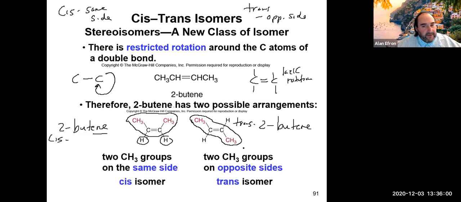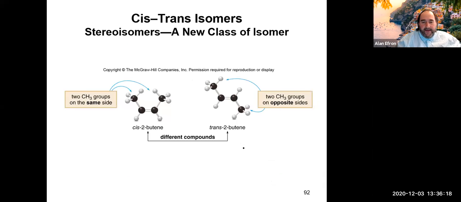So these are isomers. They are locked into place because of the lack of rotation that occurs because of that double bond. And we end up with these isomers, which are known as cis or trans isomers. Any questions on that? So as we can see here, again, here are some examples of those isomers.